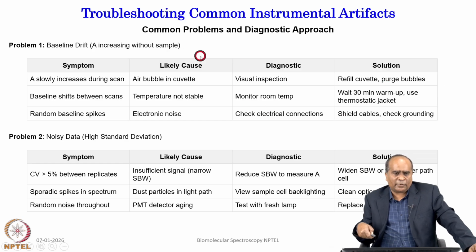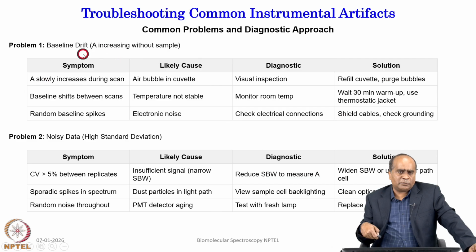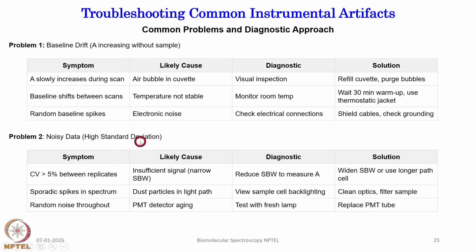These are very important ones for getting noisy data, which can lead to high standard deviation. Suppose your CV, the variance, is more than 5%. It can come from insufficient signal, because you have set too narrow a spectral bandwidth. So widen the spectral bandwidth, or increase the signal by using a longer path length cell.